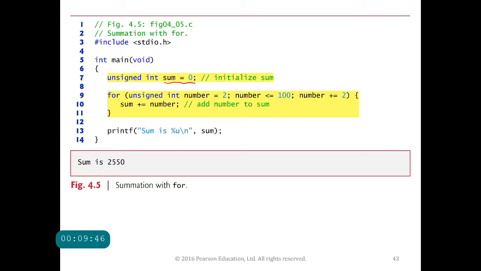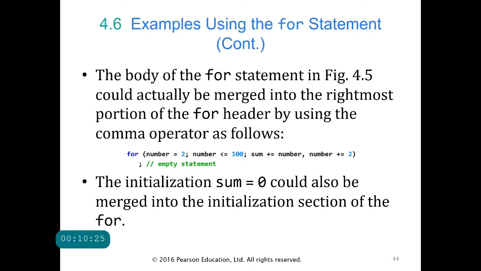Sum is initialized to 0, and the for loop is unsigned int number whose first value is 2, the condition is less than or equal to 100, so it terminates once you get to a value which is larger than 100, and then of course the increment that you do is 2, so the number is increased by 2. Every time you go inside the body of the loop, you accumulate these values, and then finally you print the sum, which in this case is 2550.